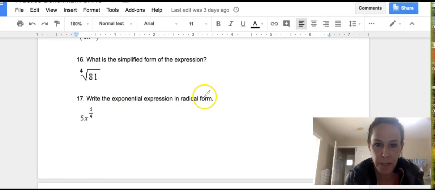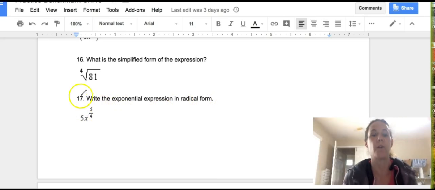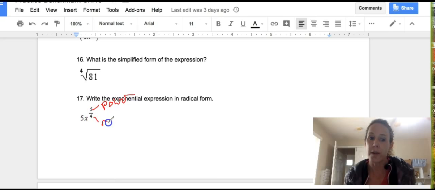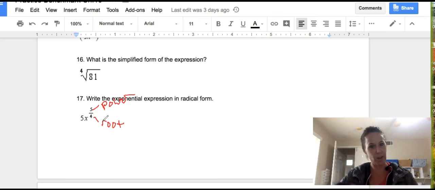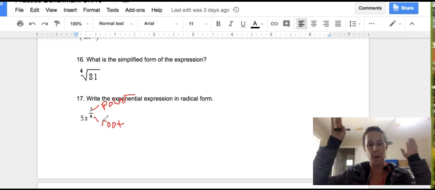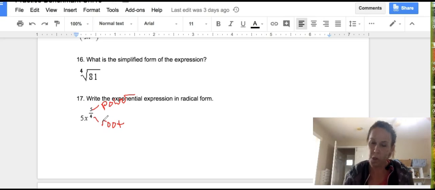All right, write the exponential expression in radical form. So once again, we're dealing with rational exponents or fractional exponents. And I always say this with your fractional exponents, this is how you remember: powers are high, roots are in the ground. So the bottom number is the root, it's in the ground. Powers are up on high. That's how you remember the top number is the power and the bottom number is the root. Roots go in the ground.